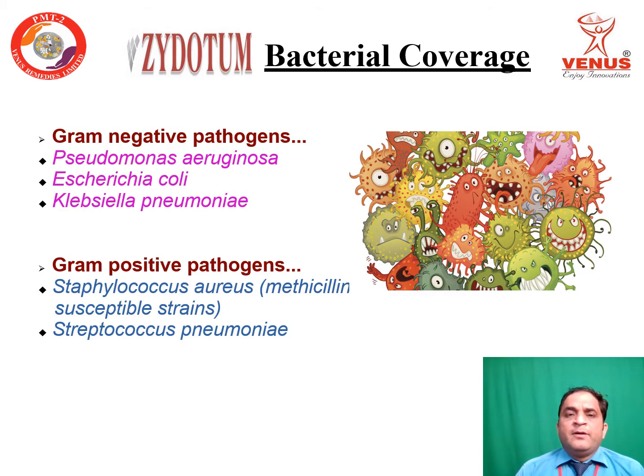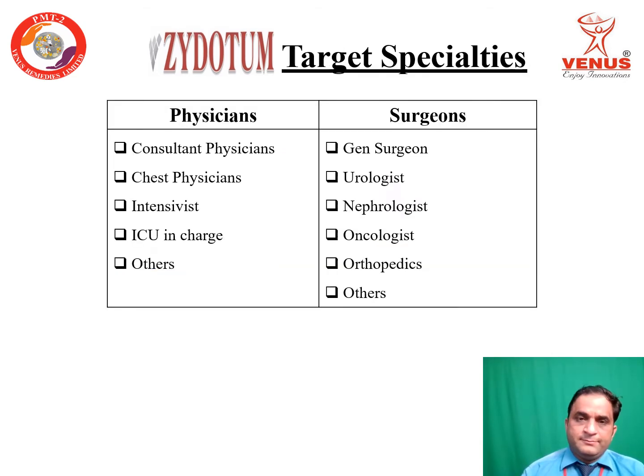So now, gyroterm bacterial coverage. So dear friend, gyroterm is a broad spectrum antibiotic. It means it can cover both gram positive and gram negative bacteria. In gram negative bacteria, it can cover Pseudomonas aeruginosa, E. coli, Klebsiella pneumoniae, and in gram positive pathogens, it can cover Staphylococcus aureus and Streptococcus pneumoniae majorly.